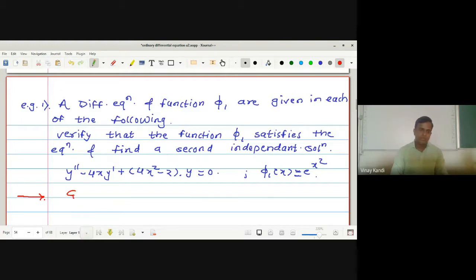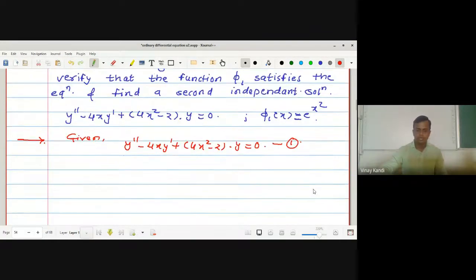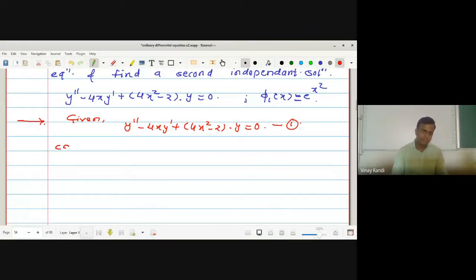Now, given y double dash minus 4xy dash plus (4x square minus 2) into y is equal to 0, give it as equation number 1. Now consider L of y. This is L of y. Now consider L of e raised to x square, that is L of phi 1 of x.